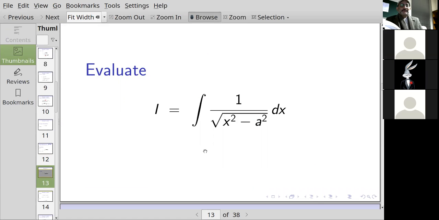Let's take a look at this one. I is equal to the integral of 1 over the root of x squared minus a squared dx. What do you think might work?